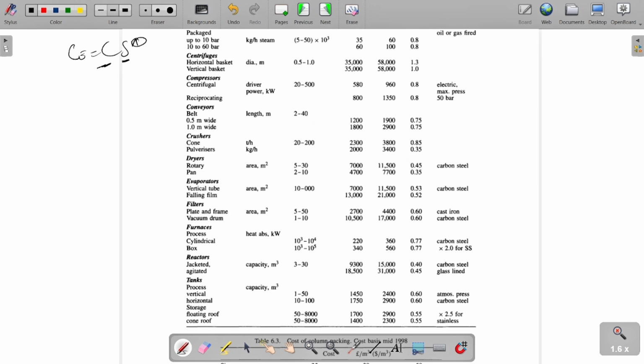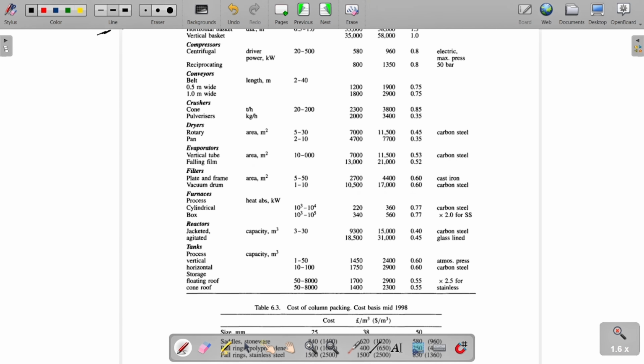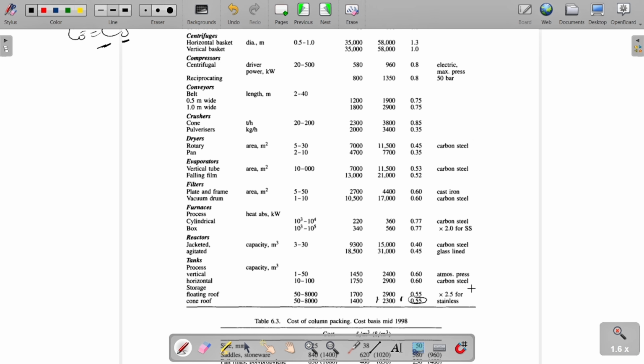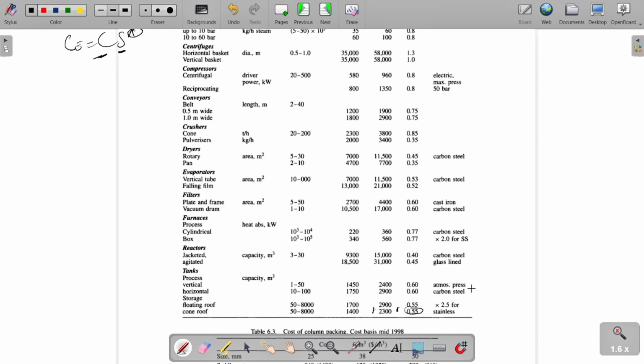If you are using a cone roof from here, you can see the C, let's say you are using dollars, the C becomes 2,300, which is over here. Then S is the capacity. Let's say it's a 35 cubic meter tank. So that's the S. Then this is the index, 0.55, right? But if the material is stainless steel, that means the cost that you get, you have to multiply by 2.5. Very, very important, right? So that's basically everything.